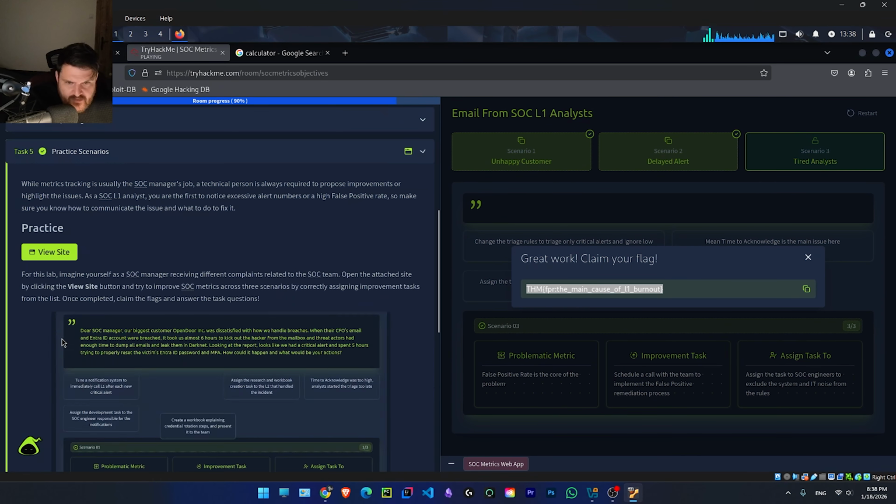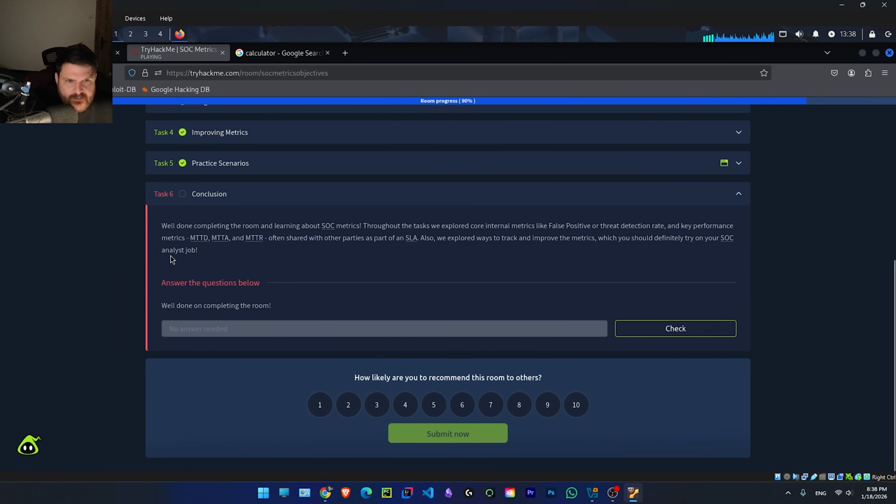Perfect. And we have task number 6, the conclusion. Well done completing the room and learning about SOC metrics. Throughout the task, we explored core internal metrics like false positives or threat detection rate and key performance metrics, MTTD, MTTA, and MTTR, often shared with other parties as part of an SLA. Also, we explored ways to track and improve the metrics, which you should definitely try in your SOC analyst job. Answer the question below. Well done on completing the room.